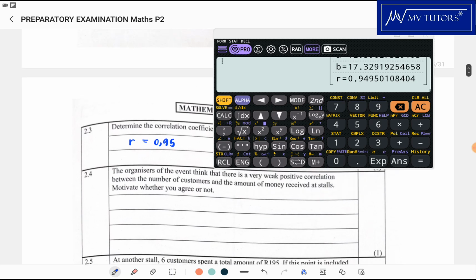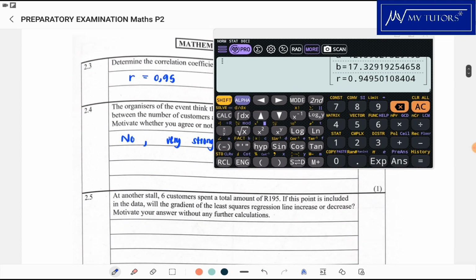But I mean, it's 1 mark. Anyway, motivate whether you agree or not. I do not agree, so no. And why is that? This is a very strong positive correlation. This is literally very strong.